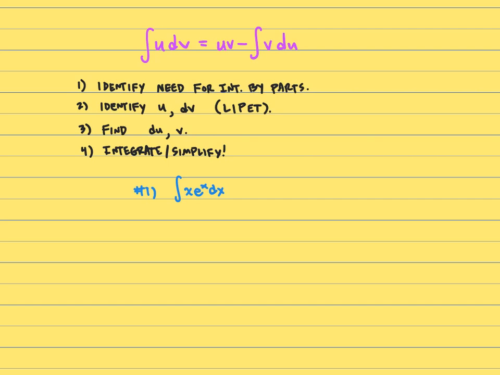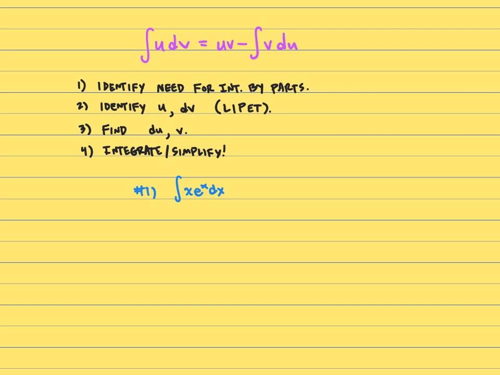First of all, you've got to identify the need for integration by parts. It's somewhat more complicated than the other methods, so if you have a simpler method that works, go with it. Okay, so we need integration by parts. We've confirmed that. The second thing is we need to identify u and dv using the LIPET method. I'll show you what that is in our example below. The third step is to find du and v, which means we're going to differentiate u and integrate dv. And then the fourth step is we're going to integrate and simplify. So let's get to it.